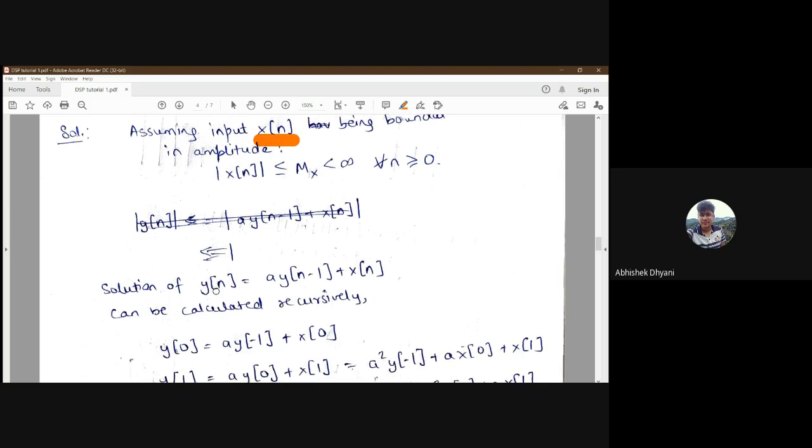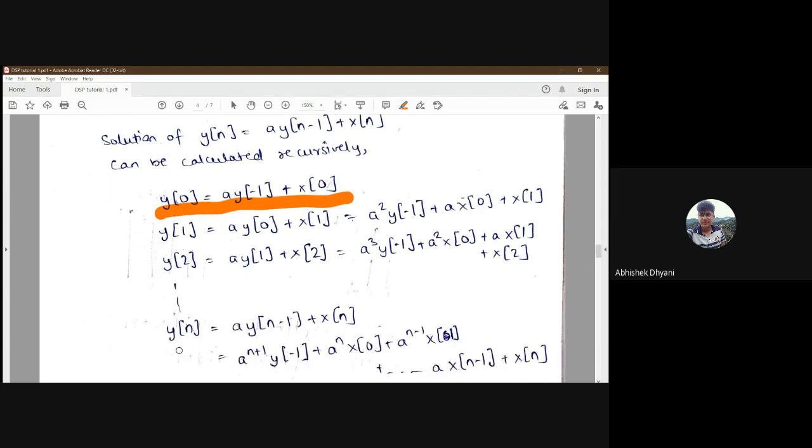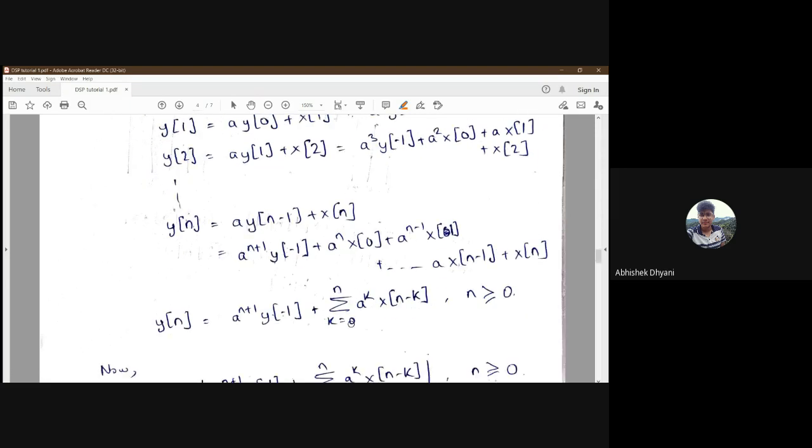So we start by putting n equals 0, which gives us y[0]. Then for n equals 1, we obtain y[1], which is in terms of y[0]. This recursive process means that we can substitute y[0] from the previously calculated value to get this value. Similarly, we can calculate y[2] and so on, so that finally y[n] is in terms of y[n minus 1], and y[n minus 1] will be in terms of y[n minus 2], and so on. It gives us a final expression of y[n] like this, where n is greater than or equal to 0.